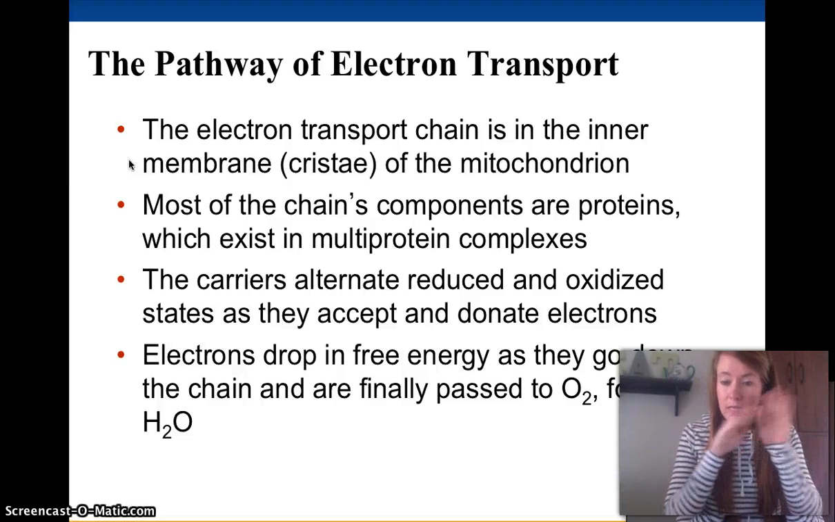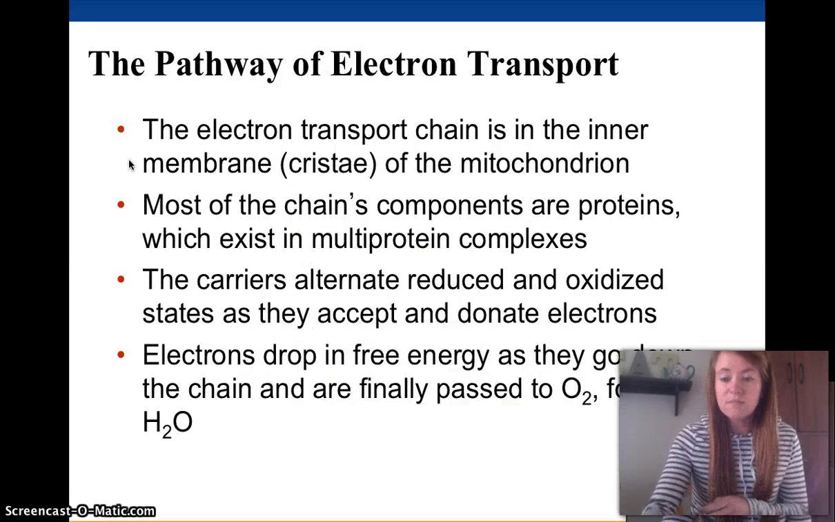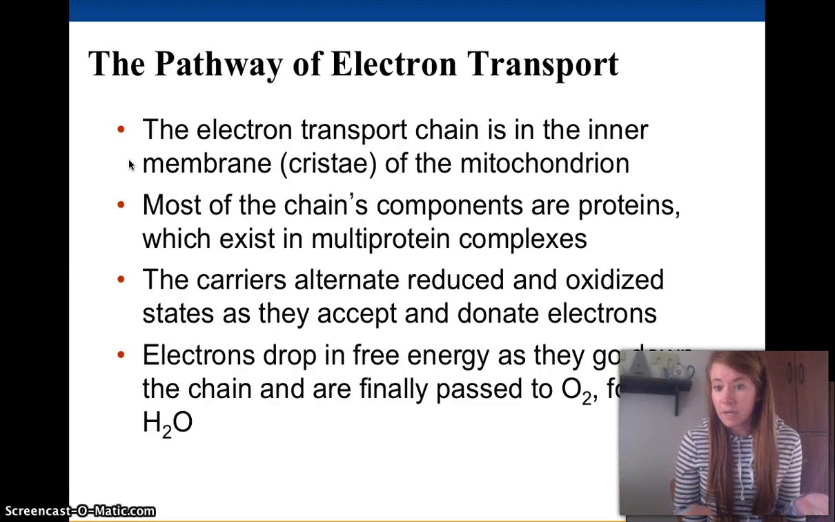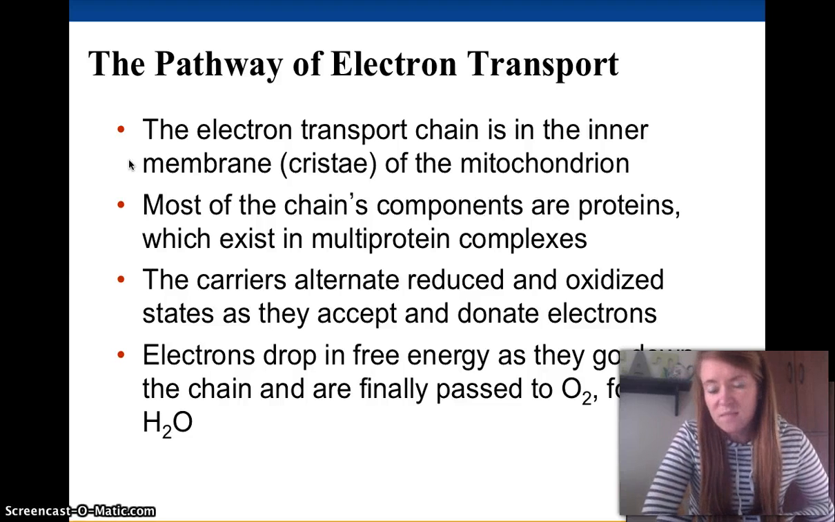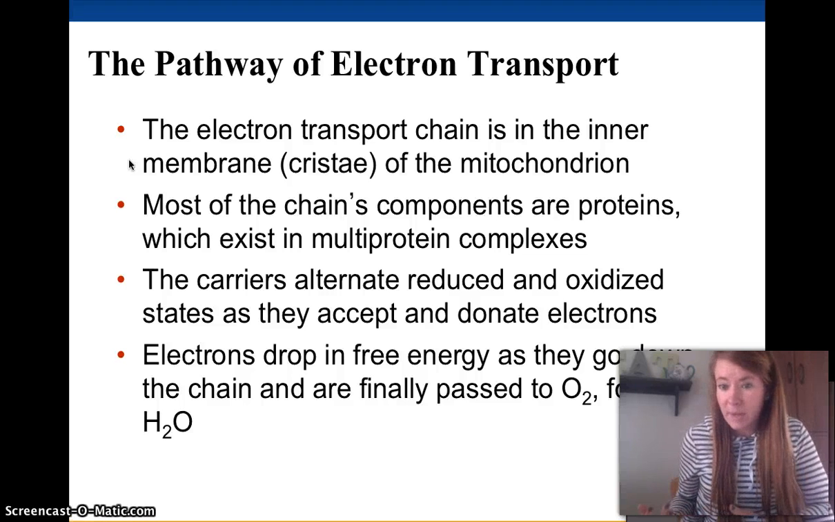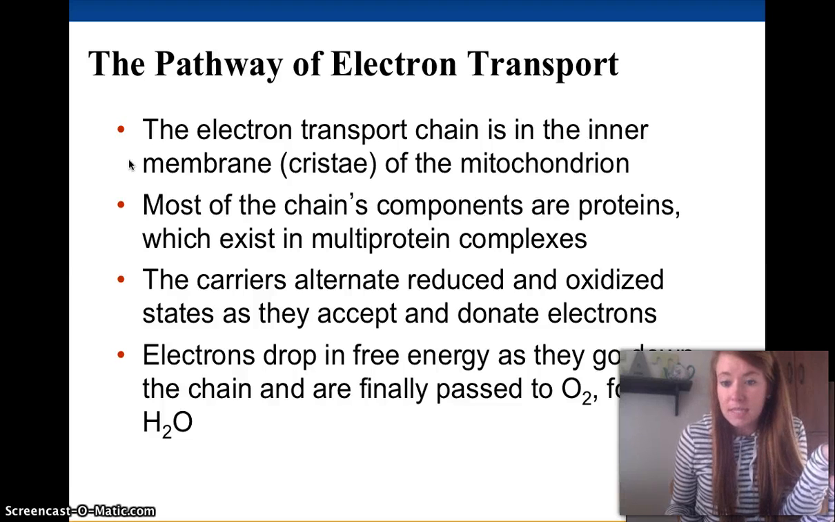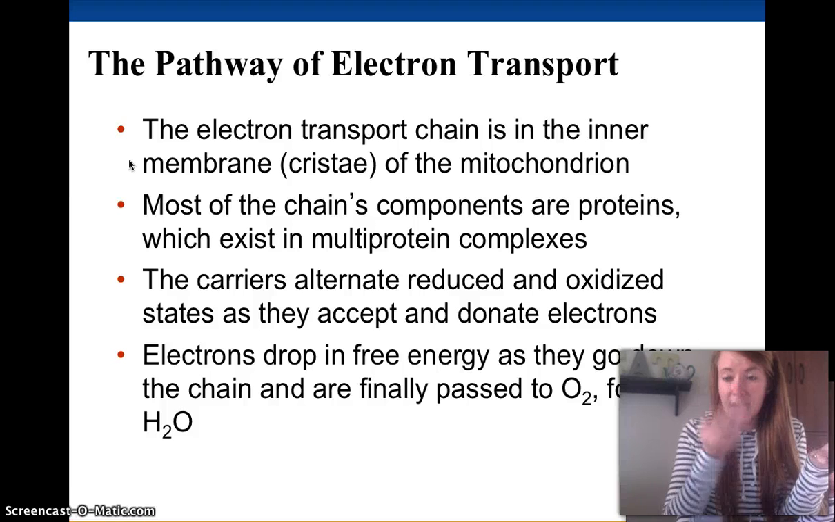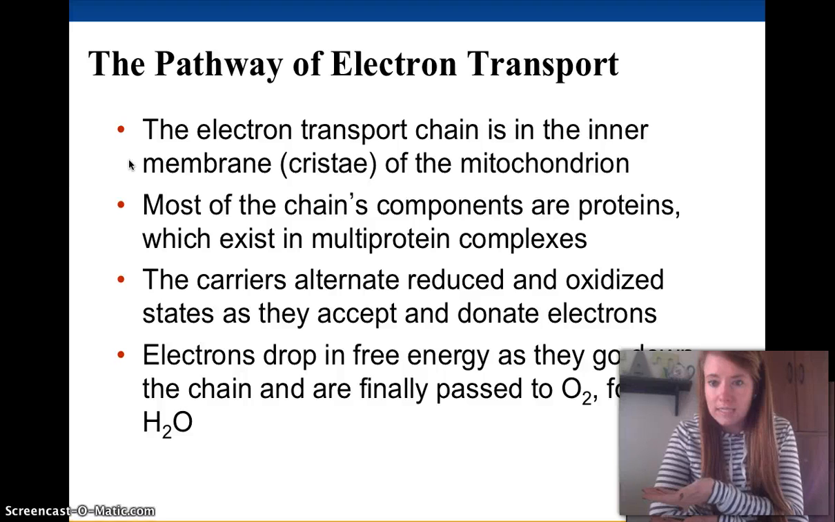Because if it was entirely flat, just touching the inside of the outer membrane, it would have far less surface area and we could have far fewer electron transport chains. So since it is all inner folded, it's giving us more space to have more electron transport chains to make more ATP. So that's an example of structure fitting function. The structure of the mitochondria is a highly folded inner membrane, and that fits its function, which is that it needs the inner membrane to make ATP.